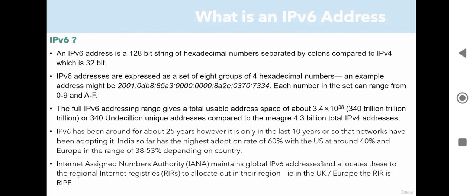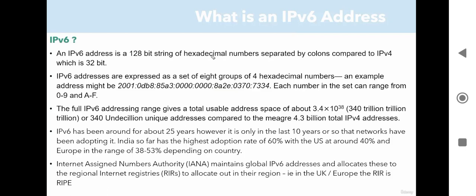So an IPv6 address is a 128-bit string of hexadecimal numbers separated by colons. Compare that to an IPv4 address, which is only 32 bits long. So for example, 192.168.1.1, that's only a 32-bit address.